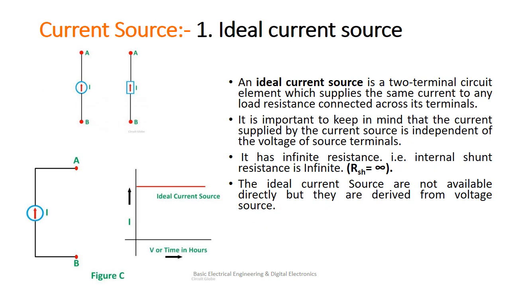Similarly, third is the current source, starting with the ideal current source. As shown in the figure, the symbol of the ideal current source is there. An ideal current source is a two-terminal circuit element which supplies the same current to any load resistance connected across its terminals. It is important to keep in mind that the current supplied by the current source is independent of the voltage across the source terminals, and therefore an ideal current source has infinite internal shunt resistance, that is, RSH is infinite. Therefore, ideal current sources are not available directly but are derived from the voltage source. As shown in figure C, we can see the nature of the ideal current source.